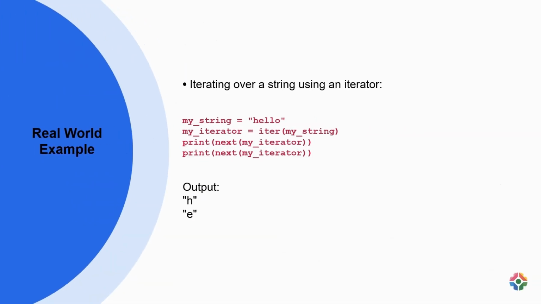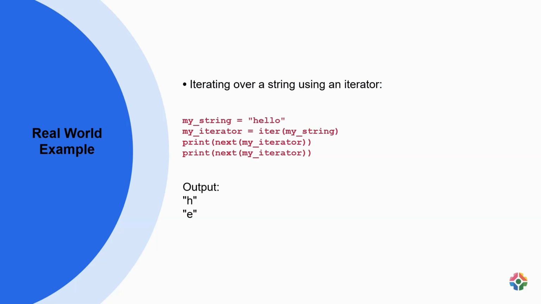Iterating over a string involves creating an iterator from the string and then utilizing the next function to sequentially access each element in the string. In the given example, a string "hello" is created. An iterator myIterator is generated from this string using the iter function, and then the next function is used to print each character from the iterator.